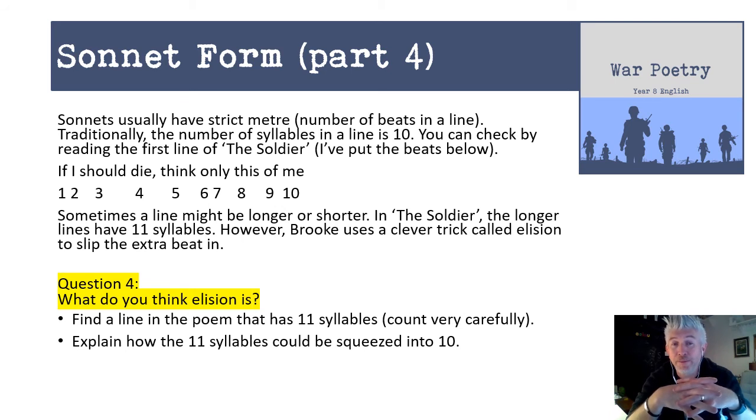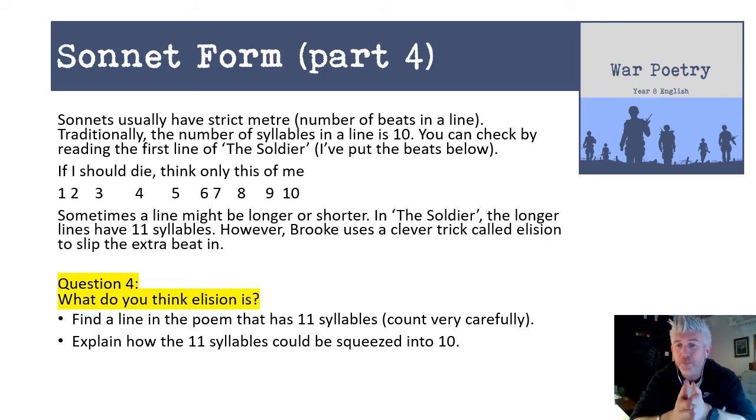Sometimes a line might be longer or shorter. In The Soldier, the longer lines have 11 syllables. However, Brooke uses a clever trick called elision to slip the extra beats in. So question 4 is, find a line in the poem that has 11 syllables. That's the first little task.